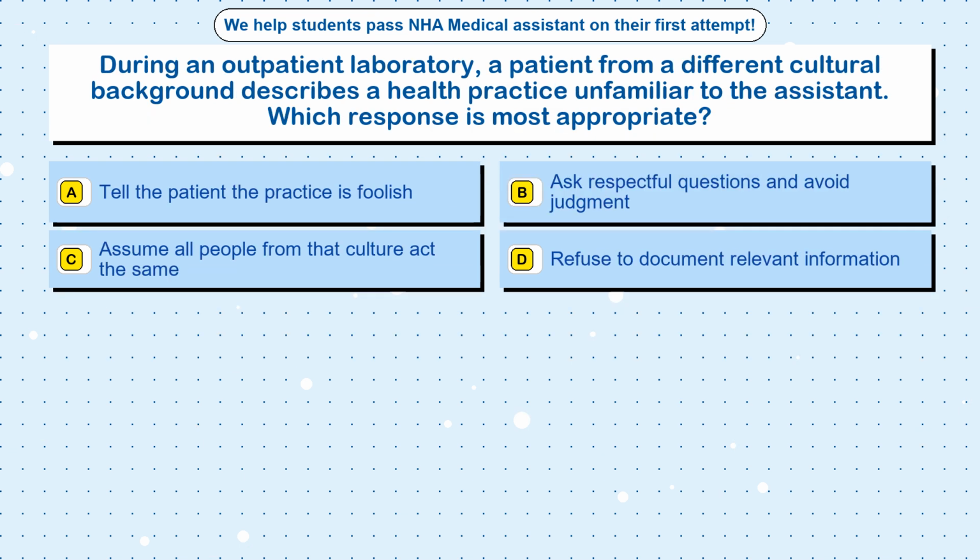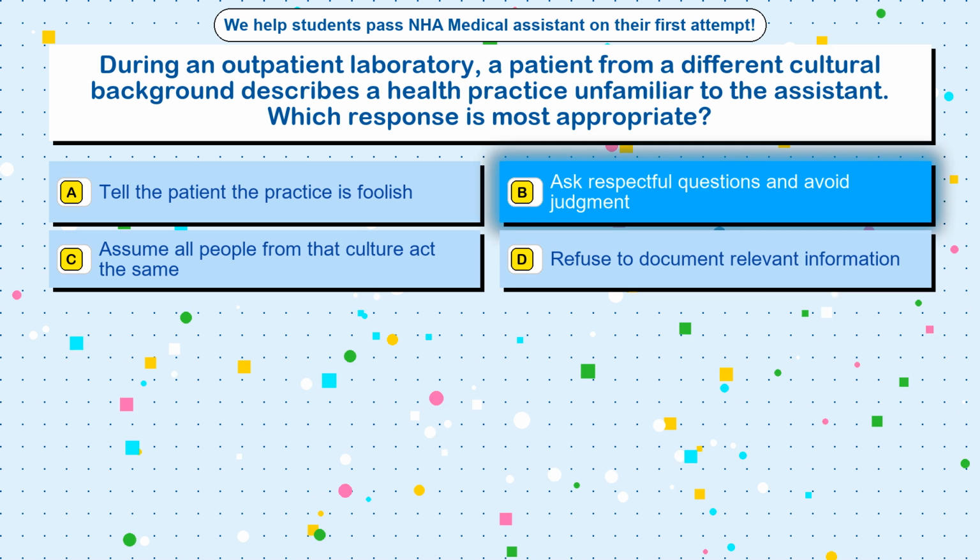Question 97. During an outpatient laboratory, a patient from a different cultural background describes a health practice unfamiliar to the assistant. Which response is most appropriate? Option A. Tell the patient the practice is foolish. Option B. Ask respectful questions and avoid judgment. Option C. Assume all people from that culture act the same. Option D. Refuse to document relevant information. The correct answer is option B. Ask respectful questions and avoid judgment.